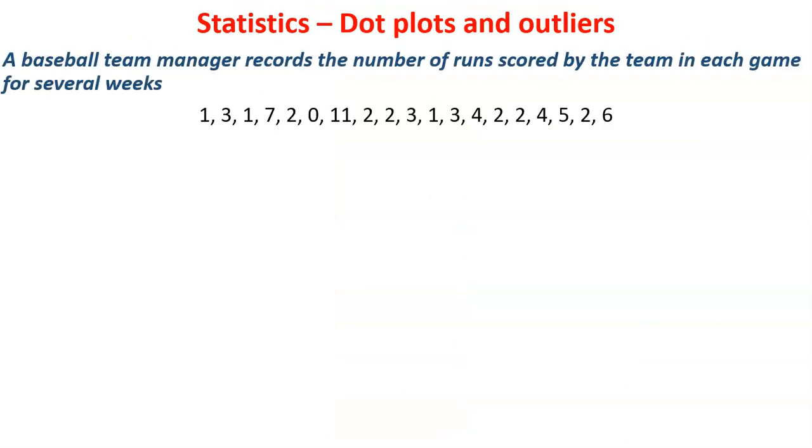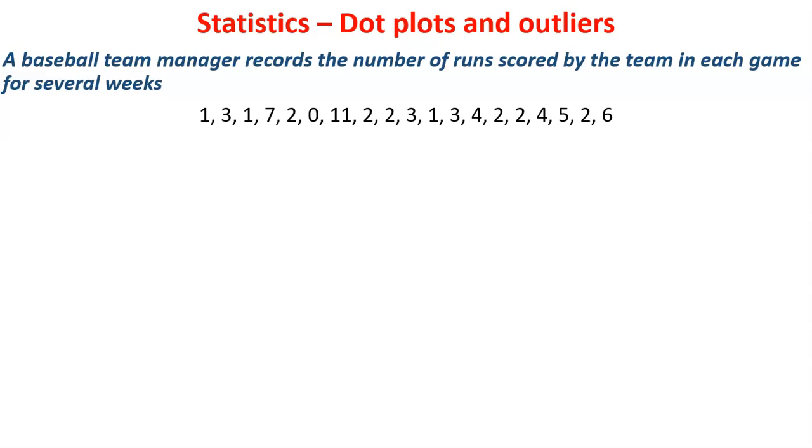So in this case here, it says that a baseball team manager records the number of runs scored by the team in each game for several weeks. So this is baseball runs, and we've got all of the scores put for us in a list. So what it's telling us is that in one of the games they scored 1, in another game they scored 3, in another game they scored 1, then they scored 7, and so on. So each entry is representing a game.